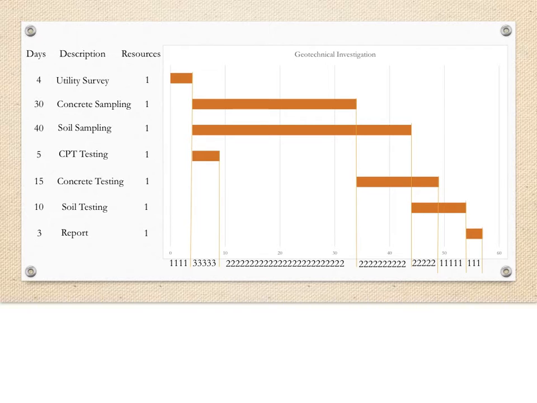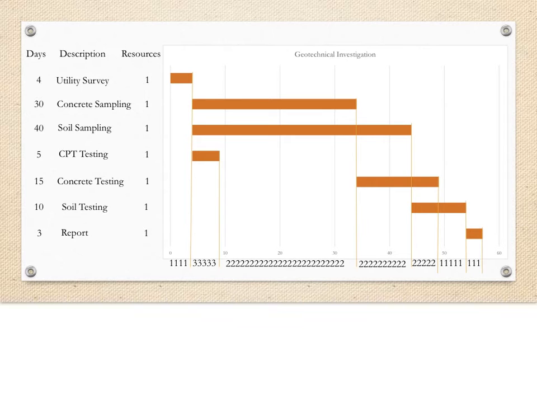And finally, we have 1 resource for the 3 days of report writing. So, what can we do to level the resources to make sure that we can involve as few people as possible? Well, we know that the utility survey, soil sampling, soil testing, and report writing are all in the critical path, so we cannot move any of these tasks forward or backward in time.